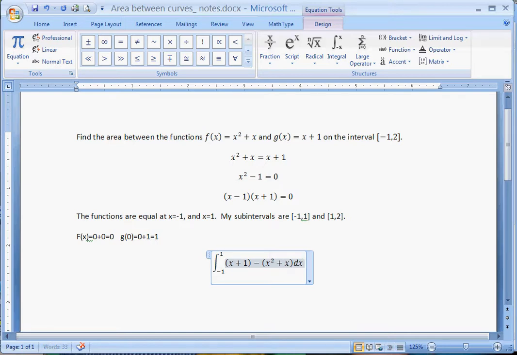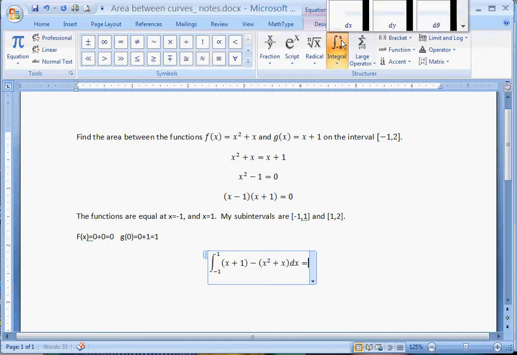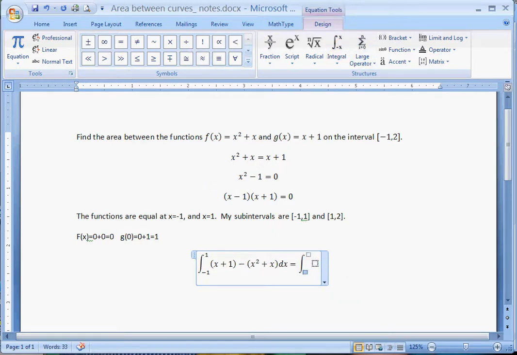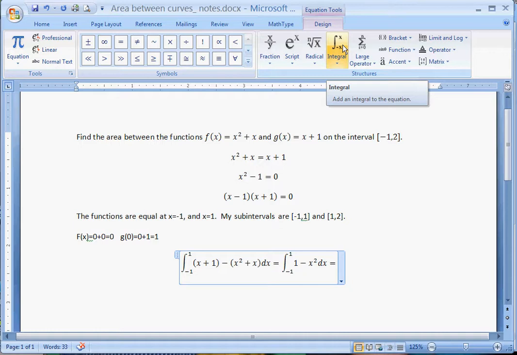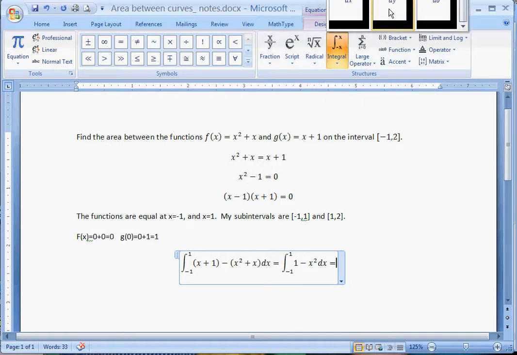Now, first off, I think I'd like to simplify the expression inside. We call it the integrand. Here's how we'll simplify it. I'll cancel the x's. I have a positive x and a minus x. So really I end up with 1 minus x squared dx. And I actually know how to integrate that pretty efficiently.